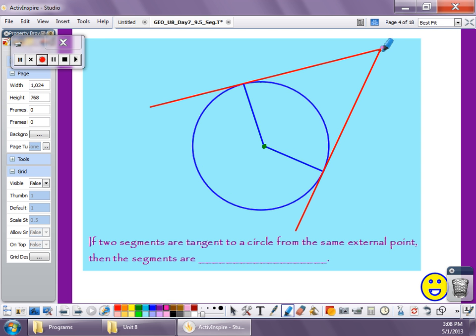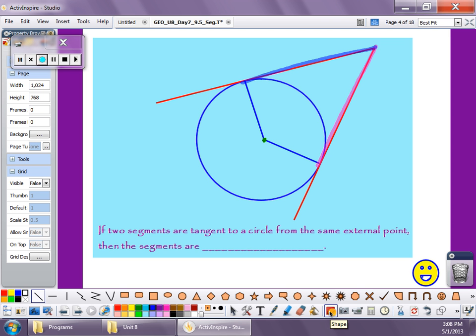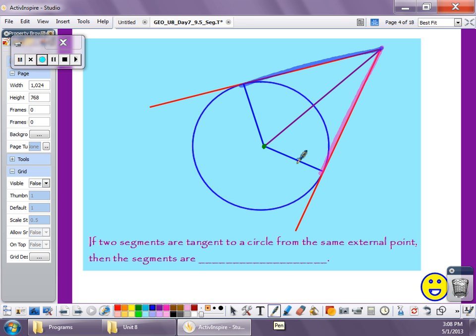So I'm trying to decide what's the relationship between this segment and this segment. Well, let's use our nifty proof knowledge, the things we already know. I'm going to create a segment right through here. Okay? And then I'm going to start doing things. I know that this is congruent to this because they're both radii. I know that these are 90 degrees because the tangent and the radius are always perpendicular to each other. As well as I know that this is congruent to itself because of the reflexive property.